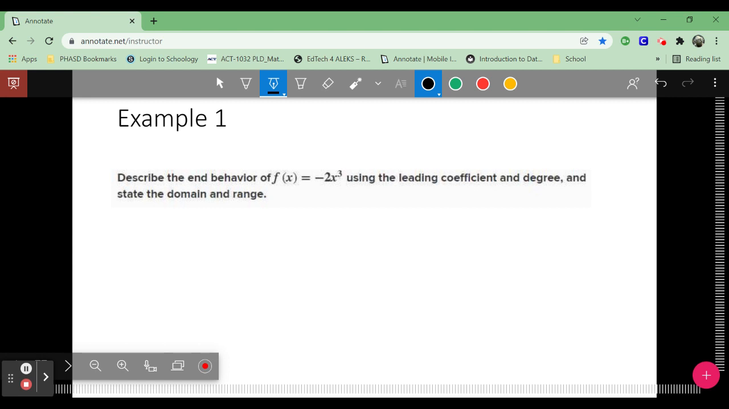When I look at this example, describe the end behavior of f of x equals -2x to the third using the leading coefficient and degree, and then state the domain and range. So I'm going to make a note up here. Just by looking at that, the degree is odd. It is 3, which is an odd number. And then the leading coefficient is -2, which is a negative number.